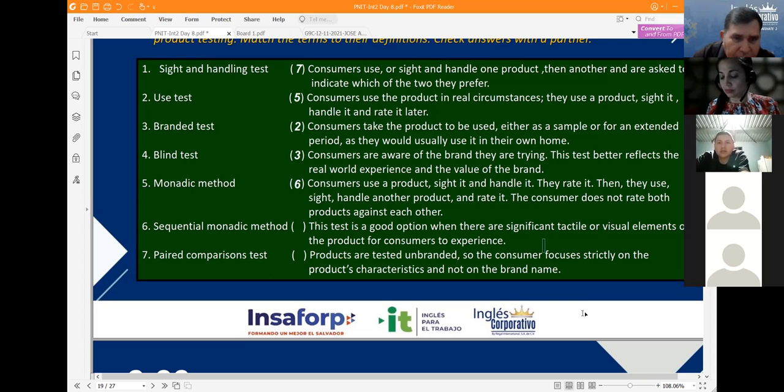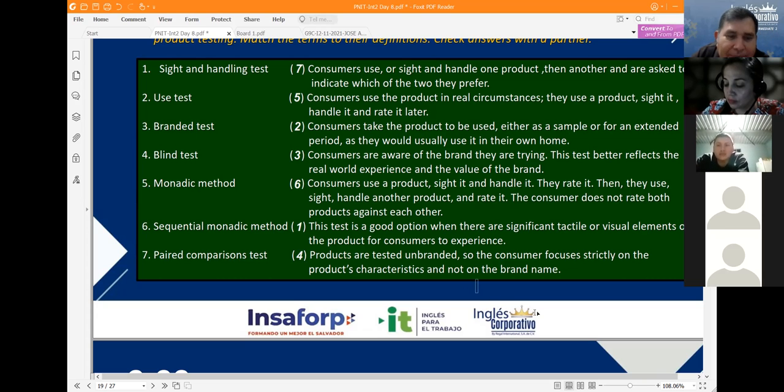Okie dokie. Then this test is a good option when there are significant tactile and visual elements of the product for consumers to experience. Number one, sight and handle test. Okie dokie. And the last one, which is the last one? Number four. Yeah.